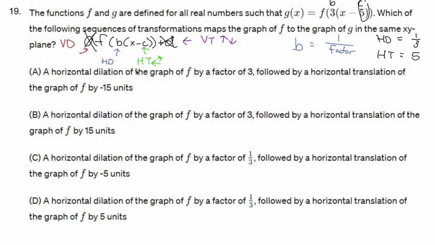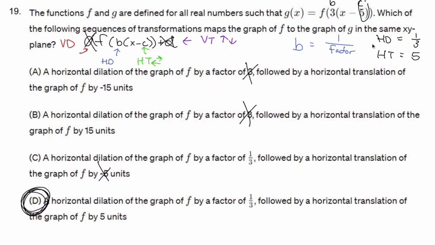So we need the one that describes a horizontal dilation of 1/3 and a horizontal translation of 5. Horizontal dilation of 1/3, no. Horizontal dilation of 1/3, no. Horizontal dilation of 1/3, yeah, but horizontal translation of negative 5, no. We went positive 5. Horizontal dilation of 1/3, yup. Horizontal translation of 5, yup. You're the guy.